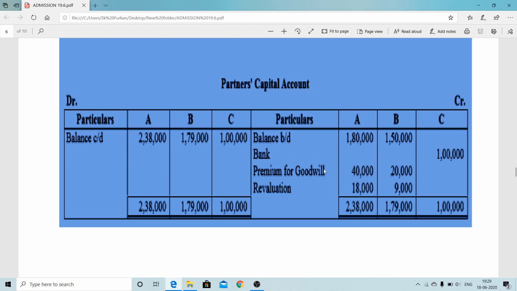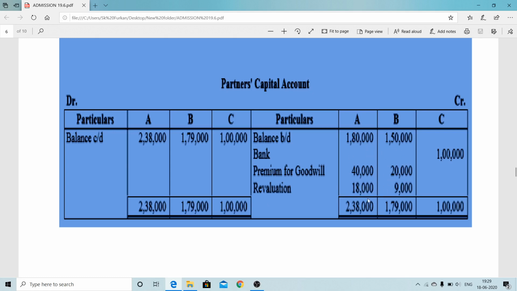Now after that, PGW, premium for goodwill account, is debited to all partners' capital. Therefore here we are recording by PGW, A's column 40,000, B's column 20,000. Revaluation profit arises, so the entry is revaluation to partners' capital, and it comes on the credit side by revaluation 18,000, A's column 9,000, B's column. Now after that we have to balance this partners' capital ledger.